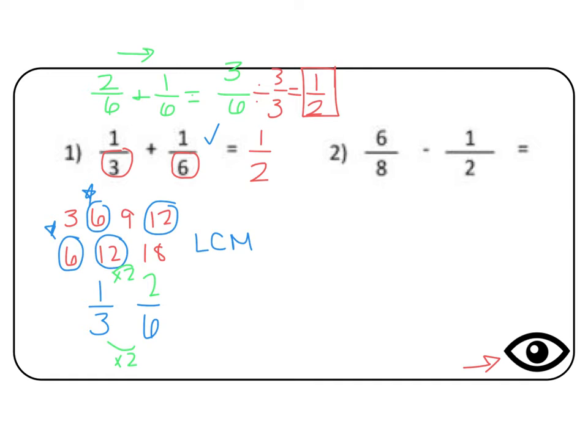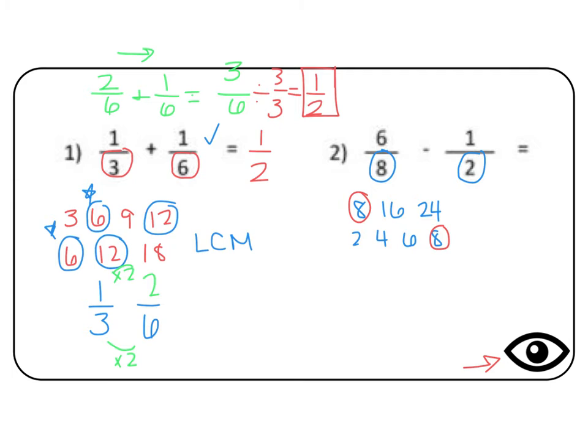Let's try again with subtracting. In this subtraction problem, we have an 8 on the bottom and a 2 on the bottom. So they do not have the same size pieces. So remember, we start out by counting by 8s: 8, 16, 24, and we count by 2s: 2, 4, 6, 8. Look, they both have in common the number 8. So we want the smallest number they have in common. 16 would also work, 24 would work, but we want to find the smallest number they have in common.